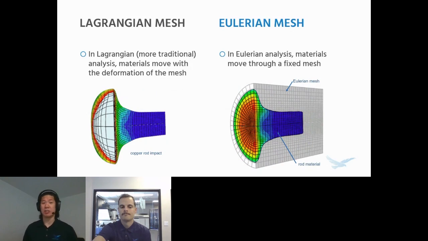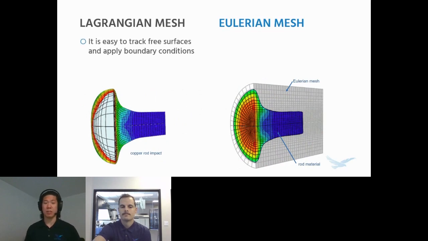Now, we use the Lagrangian mesh typically in most cases because it works really well. It's easy to track the free surfaces. You can apply boundary conditions easily. It's only when we get to these extreme cases that we have a problem with the mesh being too distorted.